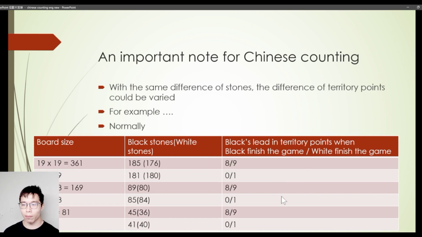Here, this would be the list. For the 19 times 19 board, when black has 185 stones, white will only have 176 stones. Then black will be leading by 8 or 9 territory points. When black has 181 stones and white has 180 stones, then black could lead by 0 points, which means a draw, or lead by 1 point. This would be the case of the 19 times 19 board. You could also check the data for the 13 times 13 board and the 9 times 9 board.